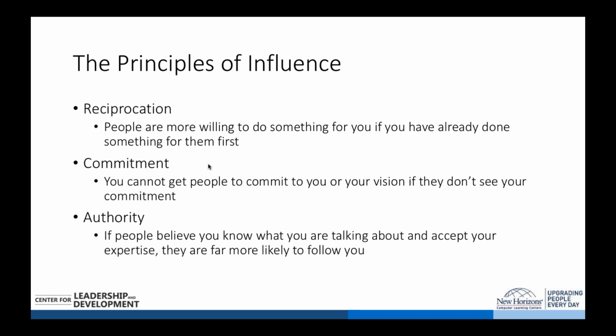Some people can, but we won't talk about those. If you know what you're talking about and people accept that you know what you're talking about, they're more likely to believe you, and they're more likely to follow you, and they're more likely to be influenced by you, which is what we're trying to do. And as a manager, you need to understand that you're influencing people all the time.